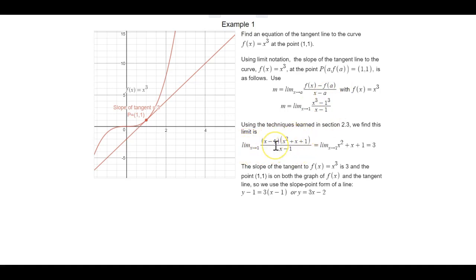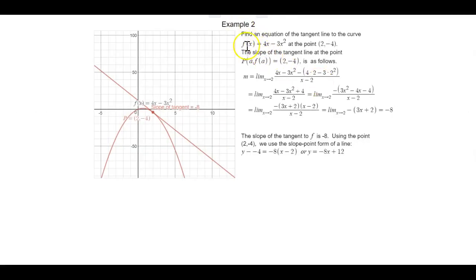And then now we know how to evaluate this limit now that we've been through sections 2.2 and 2.3. So this limit is 3. So the slope of the tangent at this point for the function f of x equals x cubed is 3. So now if we want to get the equation of the tangent line, we know that the slope is 3, the point 1, 1 is on the line, so we just use the old slope point form of a line, and that's our equation.